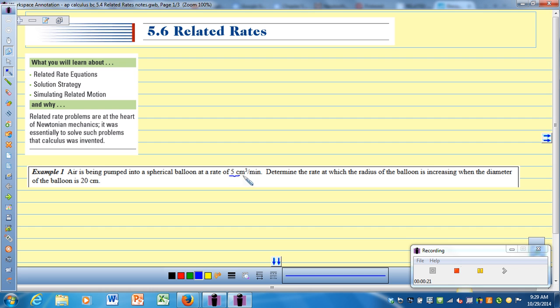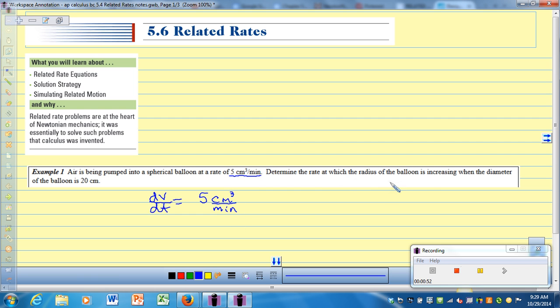Right here, 5 centimeters cubed per minute. Is that a rate? And that is a rate of change of what with respect to time? Volume. So what they have given us here, and our best way to write it, in my opinion, is the derivative of volume with respect to time, dV/dt, is equal to 5 centimeters cubed per minute. In all of these problems, let the units help you figure out what they are trying to tell you.